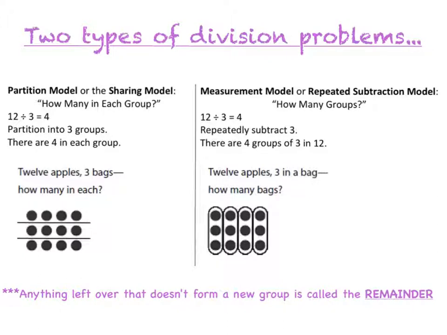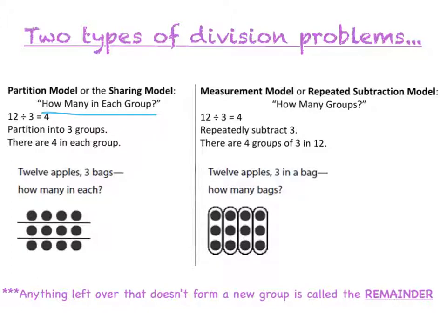Now let's look at the two types of division problems. We're going to look at the partition model, also known as the sharing model. And we're going to look at the measurement model, also known as the repeated subtraction model. Now, the partition model basically is asking how many in each group.